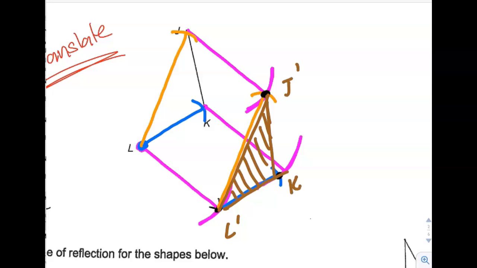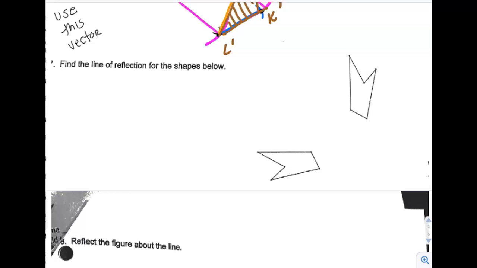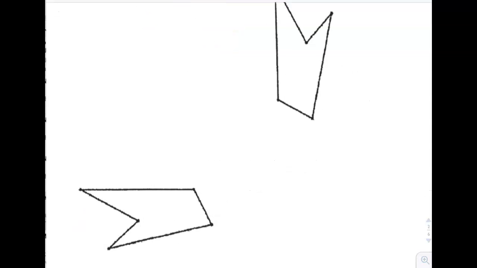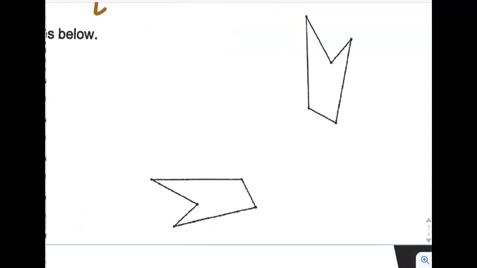J prime, K prime. To find the line of reflection, you just match up corresponding points. So there are 5 points around this irregular pentagon, but I'm going to pick the 2 that are closest together. I know that that is intended on being corresponding to that.